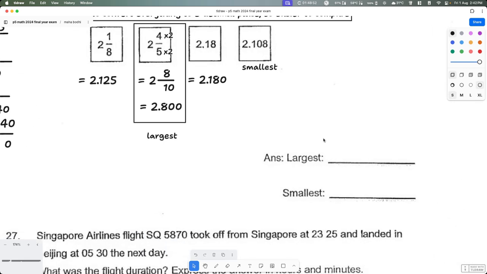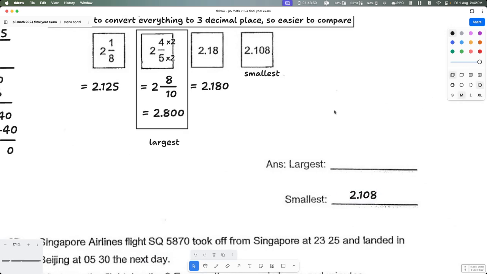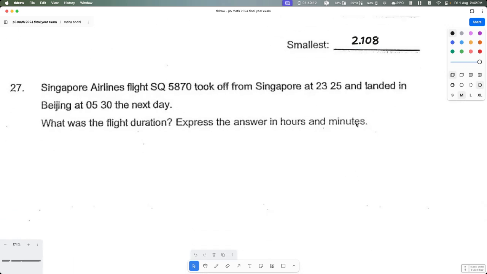Right, so the answer to this is: smallest is 2.108, and then let me put this as the big one, and then the largest is 2 4 over 5. So I'm going to change this to 4 over 5. That's what I see over here. Alrighty, let's move on to the next question.